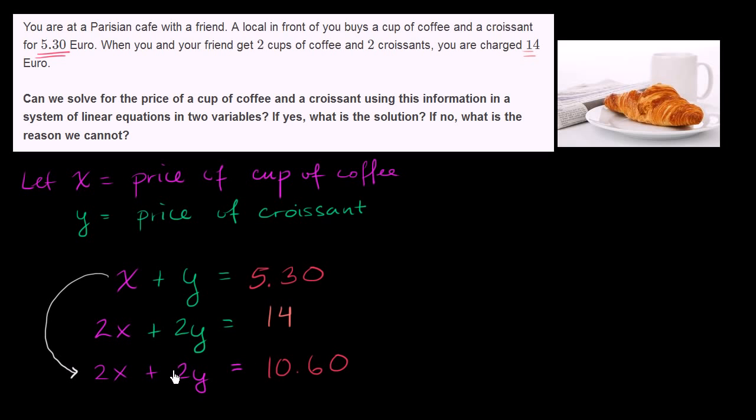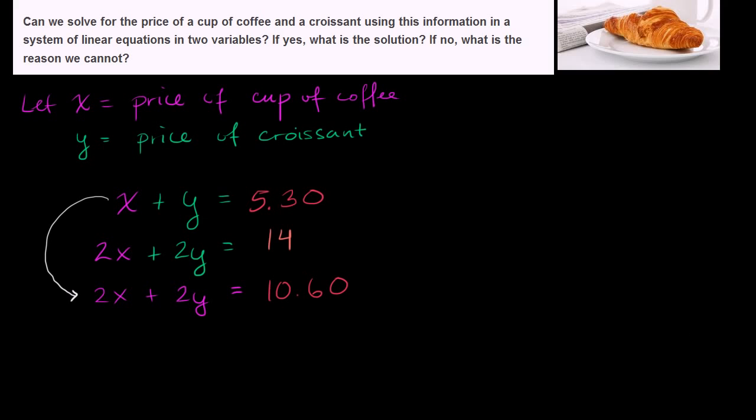And we can verify that there's no x and y that's going to satisfy this. And even logically it makes sense. Here, 2 times an x plus 2 times a y is 14. Here, 2 times an x plus 2 times a y is 10 euro 60. And we can even show mathematically that this doesn't make sense.